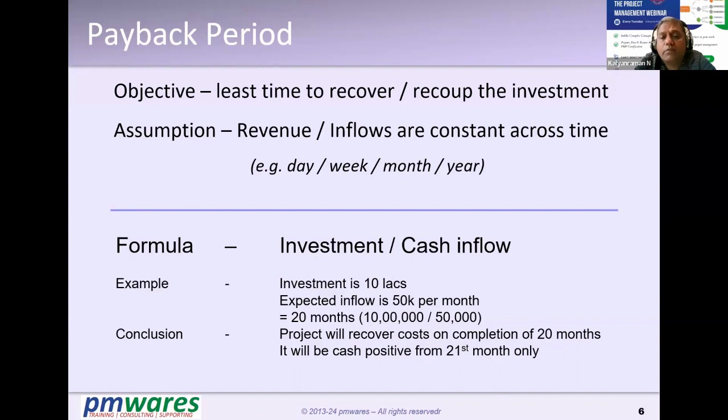Now, if this is a large amount, you can take any small example and you will be able to relate to this. And this is common sense. This is what we do, even as individuals in our family life also. This is the approach we try to follow: how quickly can we recoup the investment?